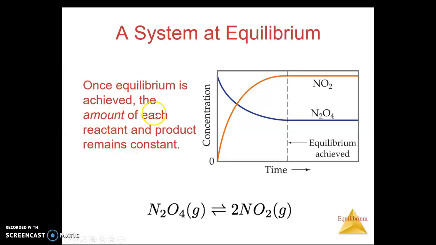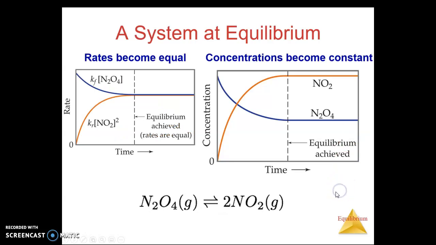The amount of each reactant and product remains constant. So here are your concentrations. And as you see, at this particular temperature, NO2 predominates. And the concentration doesn't change, even though the forward and reverse reactions are still proceeding. NO2 concentration is the same. N2O4 concentration doesn't change either, but they're not equal to each other.